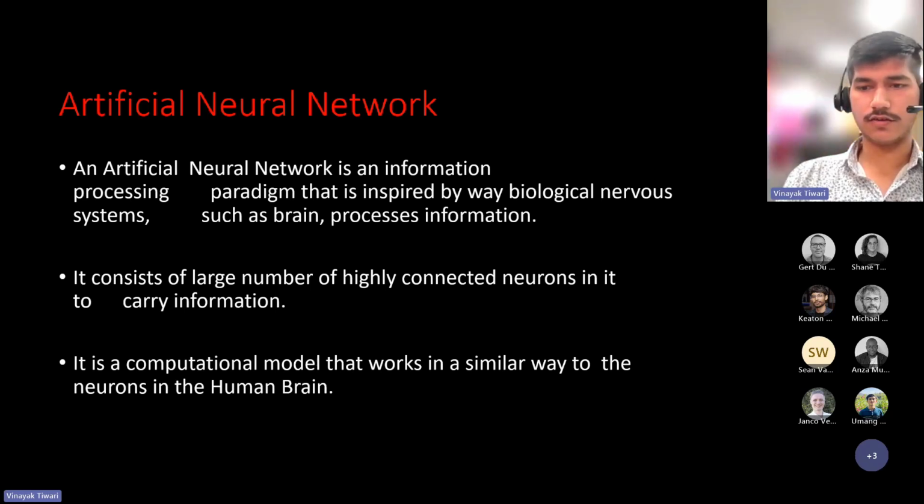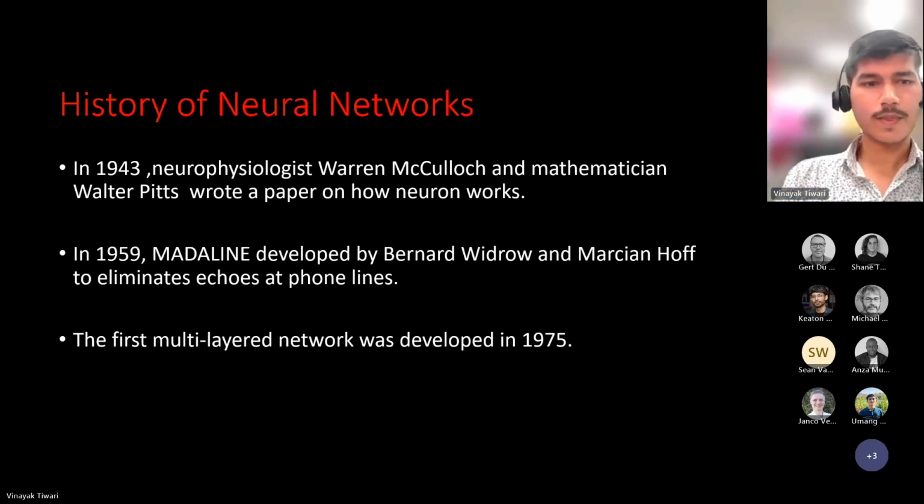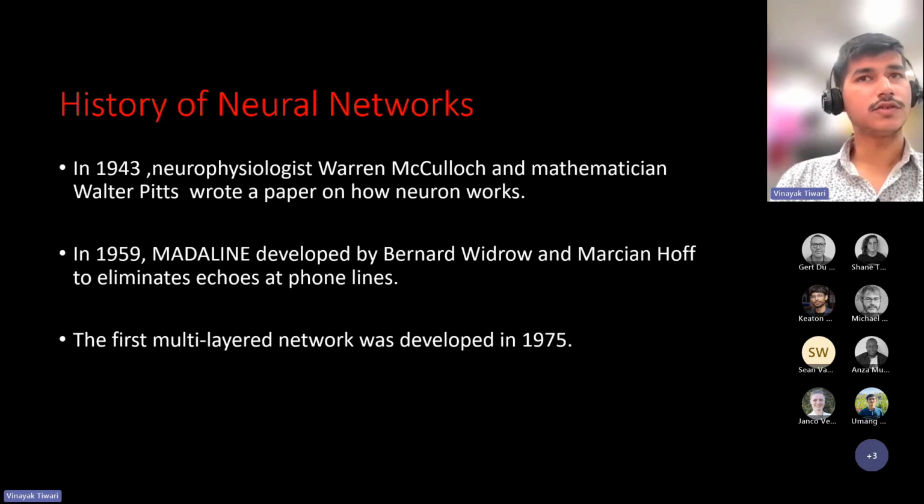So let's see the history of neural networks. In 1943, the neurophysiologist Warren McCulloch and mathematician Walter Pitts wrote a paper on how the neuron works. In 1959, Madaline was developed by Bernard Widrow and Marcian Hoff, which eliminates the echoes on the phone line that are generated on a call. And the first multi-layered network was developed in 1975.